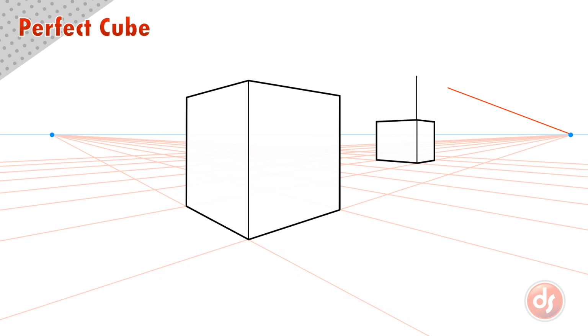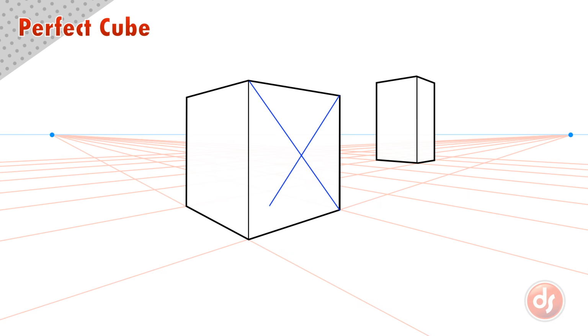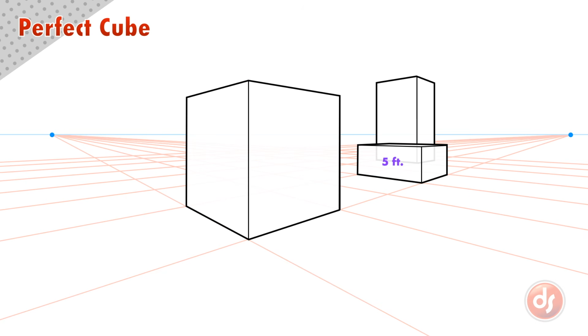If we double the height of the y-axis, we can construct a box that is 20 feet tall. Or we could divide the perfect cube in half and draw another box we know would be 5 feet tall.